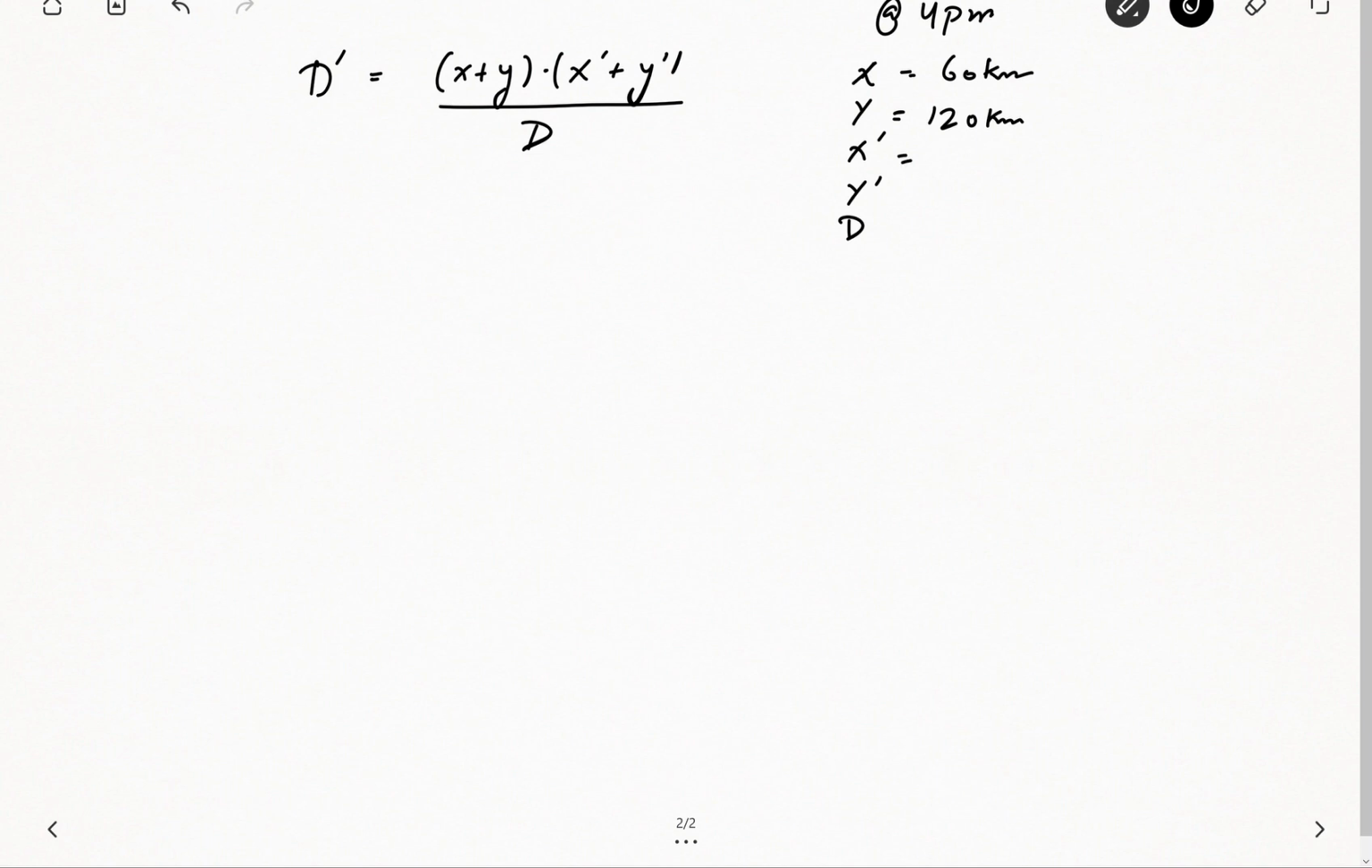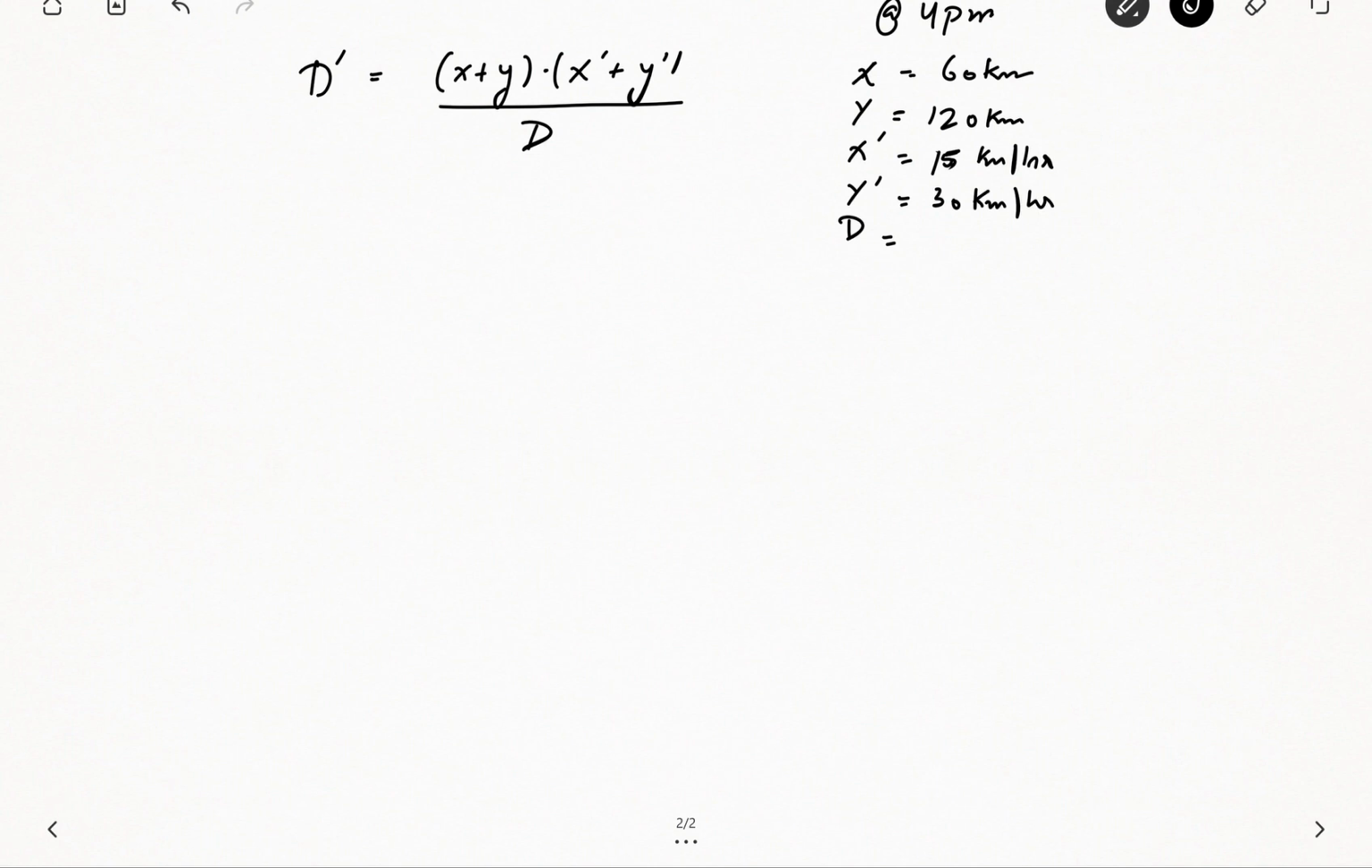X prime represents the speed. The rate of change of x is represented by the speed of the boat. So the speed of ship B is given to us to be 15. So we're going to keep that. That's not changing. Right? How about y prime? Y prime is also going to be the speed of the other boat that's given to us to be this.